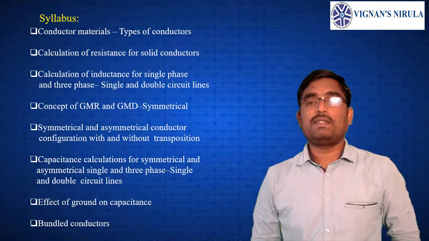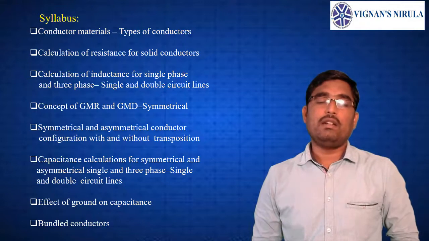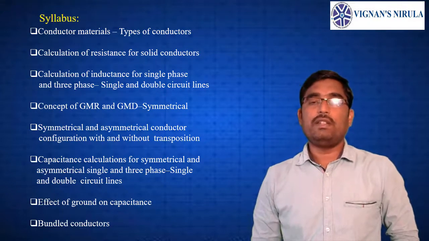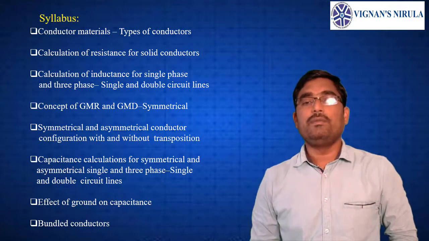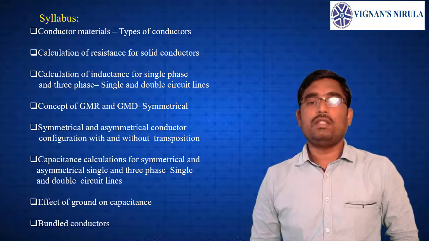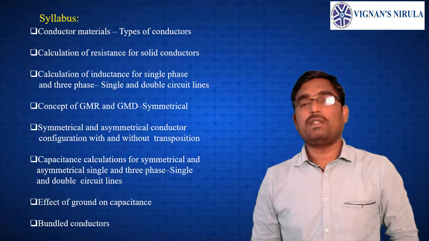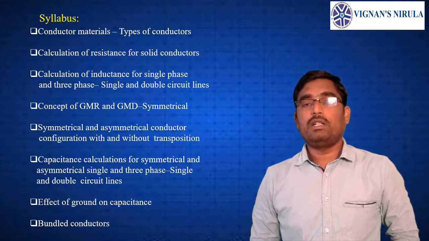And next, capacitance calculations for symmetrical and asymmetrical configurations, for single phase and three phase, which are of single and double circuit configuration. After all this, we need to see the effect of ground on capacitance, followed by bundle conductors.